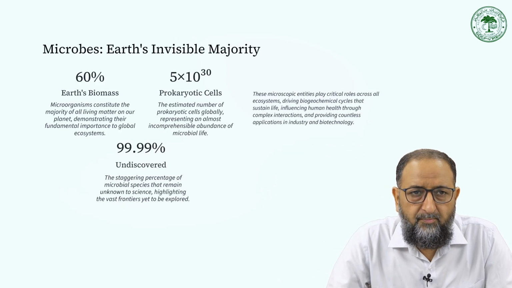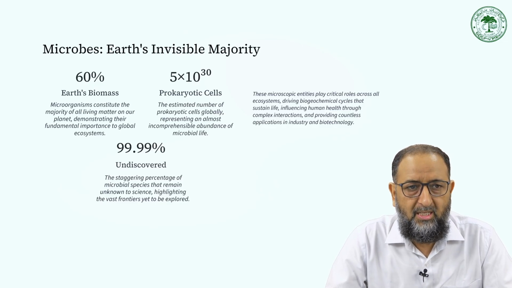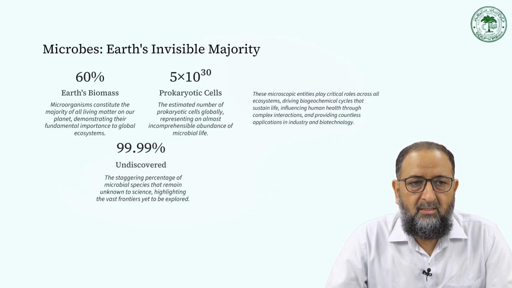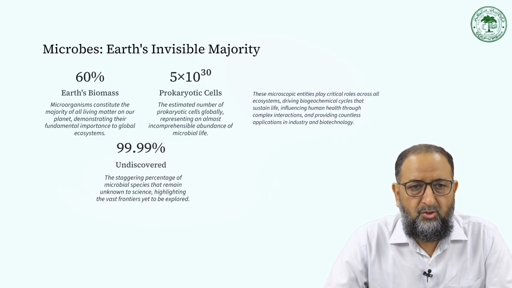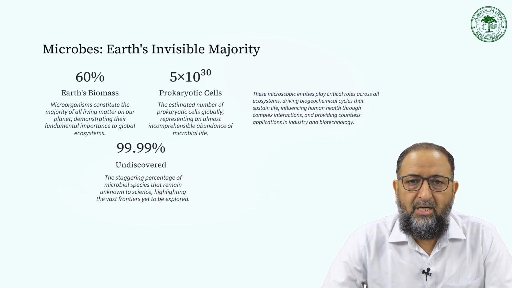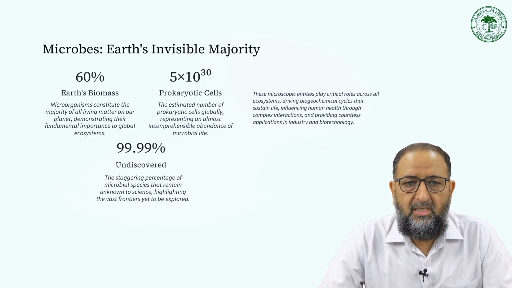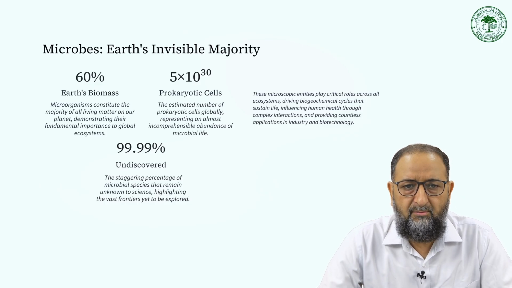Now, microbes are the invisible majority. Around 60% of the Earth's biomass constitutes the majority of living matter on our planet, demonstrating their fundamental importance to the global ecosystem. Then the estimated number of prokaryotic cells globally represents an almost incomparable abundance of microbial life. A lot of different microorganisms are present.